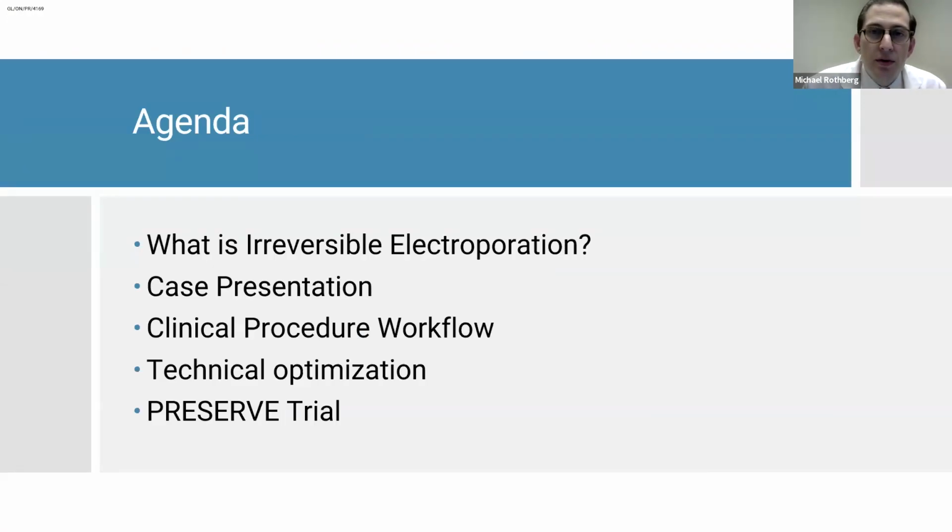So today we're going to walk through essentially five main areas. First, what is irreversible electroporation, which we'll just refer to as IRE? What this actually is at a practical level. Second, a representative case to ground this in reality. Through that, we'll discuss the clinical workflow, what this actually looks like in your ASC or in your operating room when you're performing an IRE case. And then following this, I'll hand things over to Dr. Polascik, who will review technical optimization of this approach and also review outcomes from the PRESERVE trial, which is the pivotal US study evaluating IRE in intermediate risk prostate cancer.